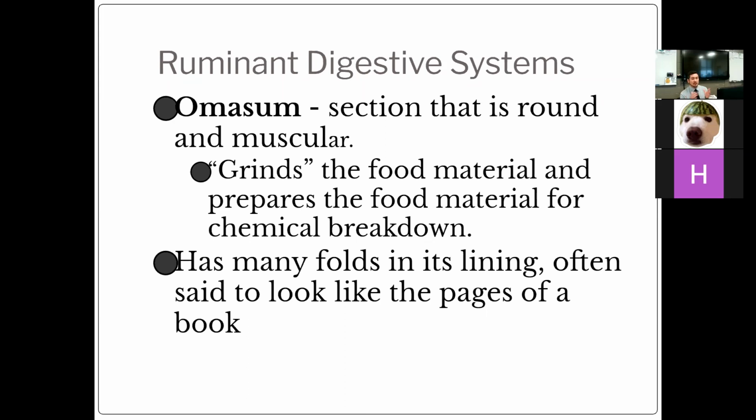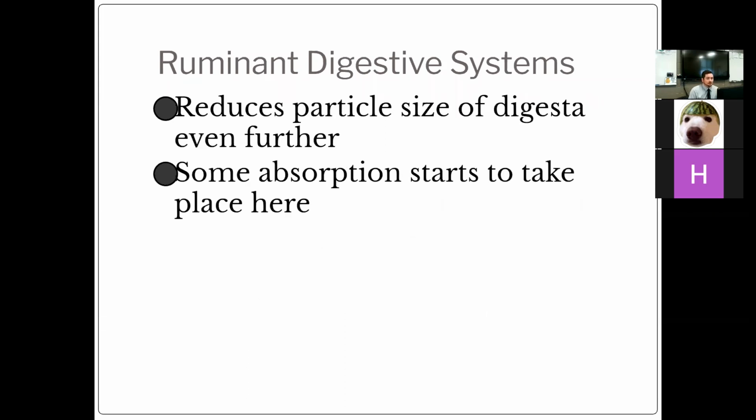So it has many folds in the lining and often is said to look like the pages of a book. And we'll see that here in just a minute. Again, we do have pictures of each of these sections. So for those of you who are a little squeamish, just brace yourselves. So it's going to reduce the particle size even more.